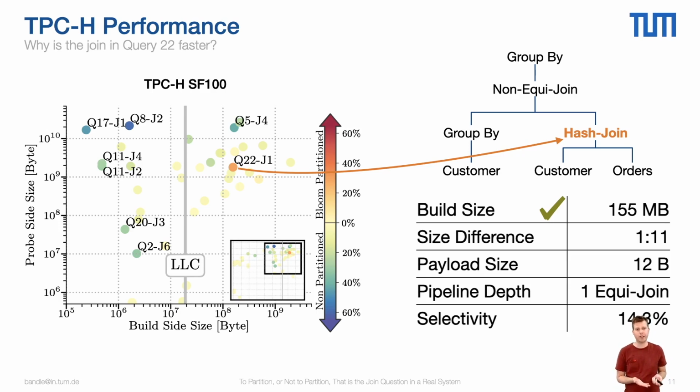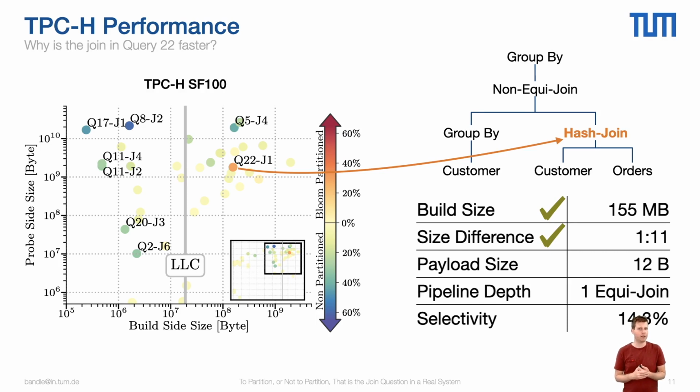Then looking at the size difference, which is 1 to 11, which makes it almost in the same order of magnitude. But considering the Bloom filter as well, which with a selectivity of 14.3% for our probe side filters out some of the tuples from the probe side, we reduce the size difference to something far closer to 1.2, which is actually pretty close to having the same size build and probe side.